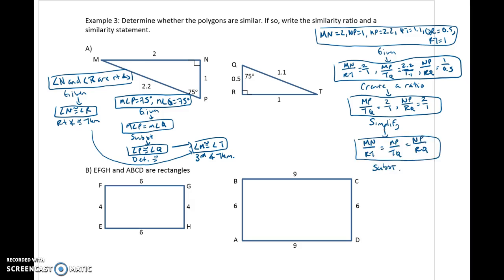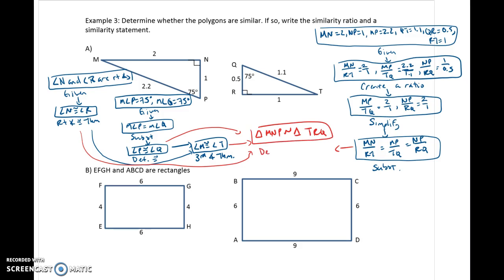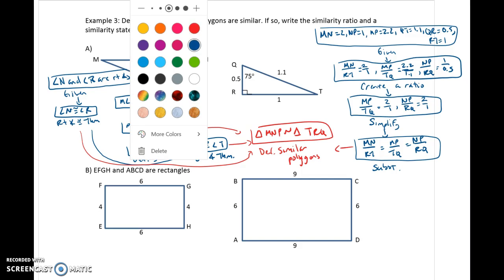Alright, and now we are pretty much done. We have 3 proportional sides, 3 congruent angles, or rather congruent angle pairs. So this statement plus 1, 2, and 3 for our angle pairs now tells us that triangle MNP is similar to triangle TRQ by the definition of similar polygons. Okay, so there's our similarity statement, and then our similarity ratio.